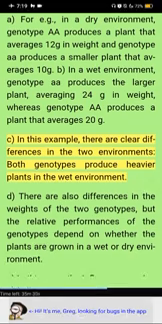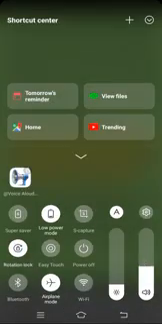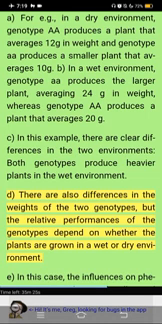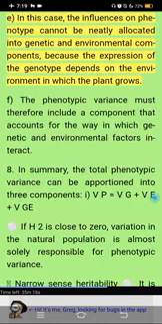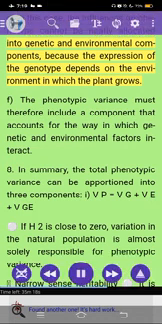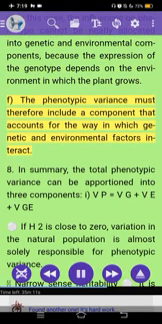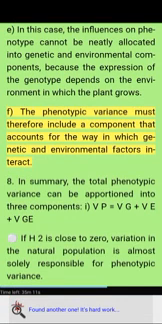C. In this example, there are clear differences in the two environments. Both genotypes produce heavier plants in the wet environment. D. There are also differences in the weights of the two genotypes, but the relative performances of the genotypes depend on whether the plants are grown in a wet or dry environment. E. In this case, the influences on phenotype cannot be neatly allocated into genetic and environmental components because the expression of the genotype depends on the environment in which the plant grows. F. The phenotypic variance must therefore include a component that accounts for the way in which genetic and environmental factors interact. 8.